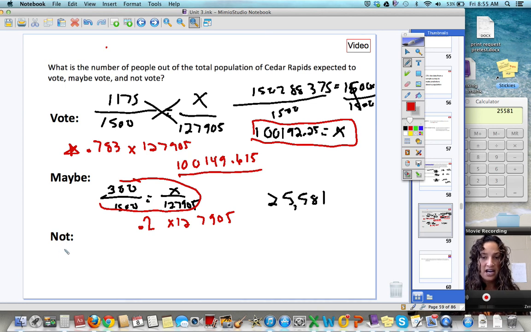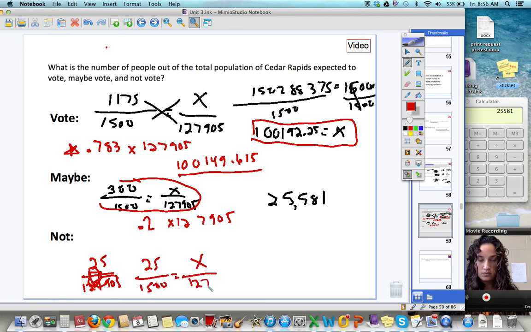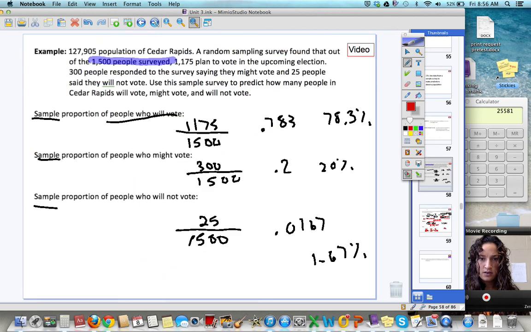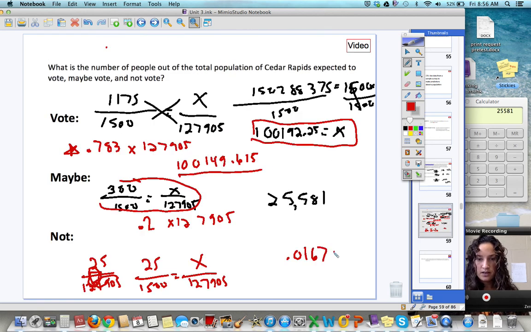Okay, so for "not," this is going to be either the 25 over 127. So it's the 25 over the sample is how many out of the total. Or you can do the, what was it, 0.0167 times that 127,905. Now these are going to give you different answers because this was a round, remember this is 0.6666.